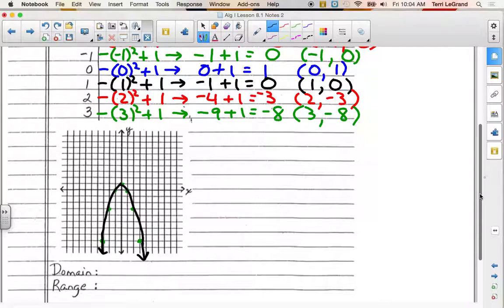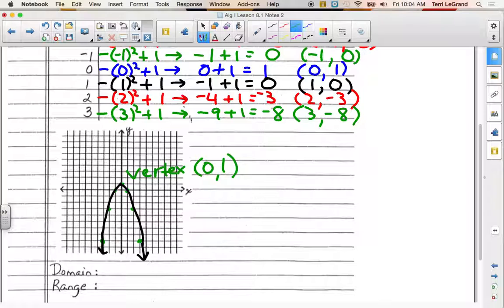Okay, are we happy with our upside down parabola? Why? Because a was negative, so we're feeling pretty good about that. Feeling pretty good about that it has this nice U shape. Okay, what is its vertex? Let's identify it. What's its vertex? 0, 1. Okay.